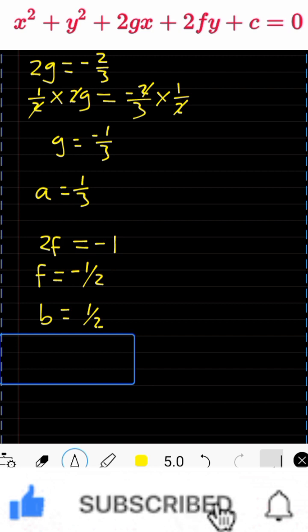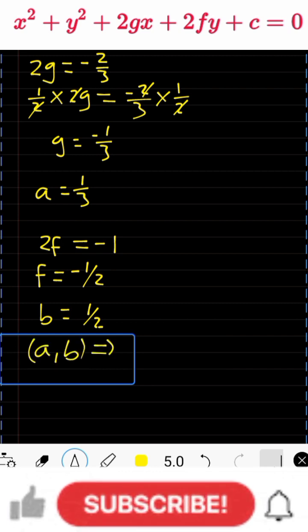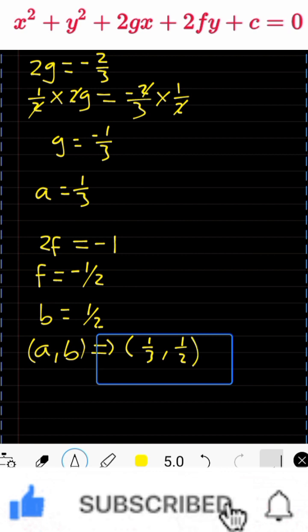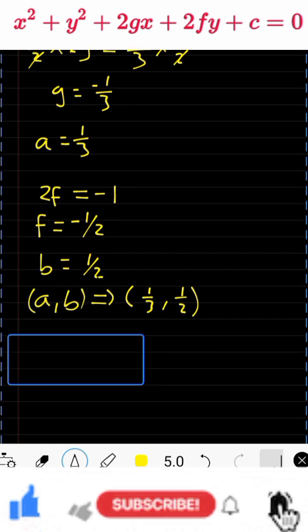So the center of the circle is always a comma b. Therefore, the center of this circle is actually 1 over 3, 1 over 2. We've gotten the coordinate of the center, so remaining is the radius of the circle.